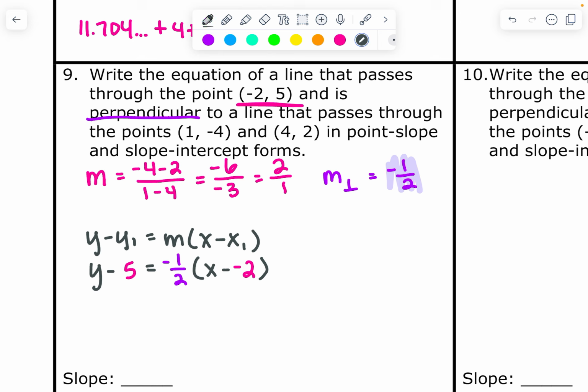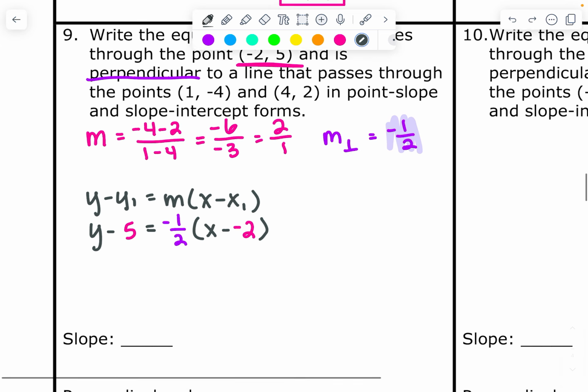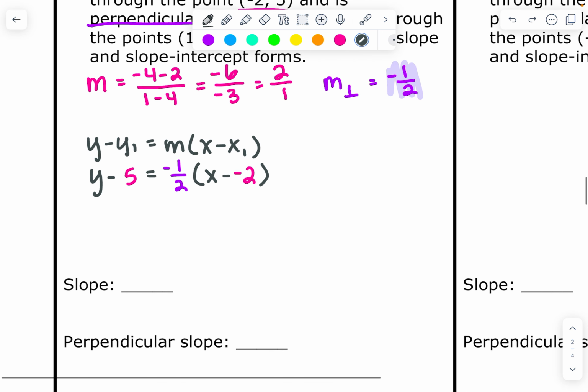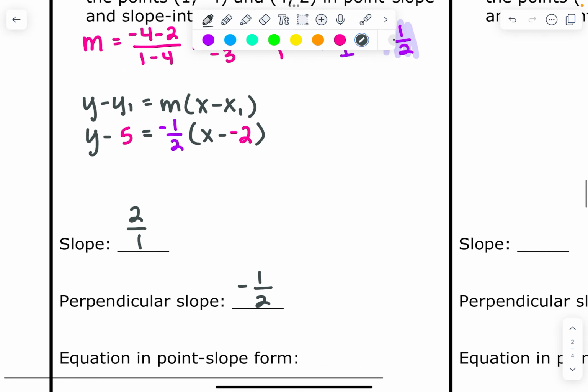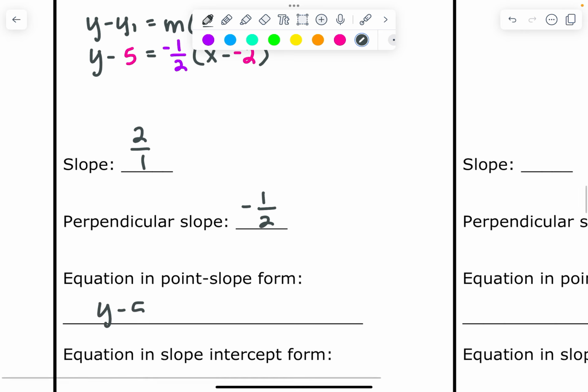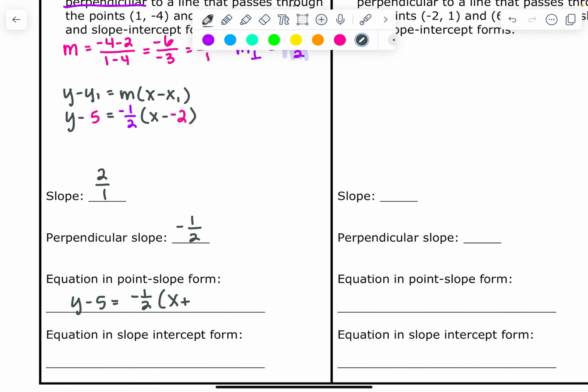I'm going to clean this up a little bit. Oh, hold up, my bad. Let me fill this in. The slope that we started with was 2 over 1. The perpendicular slope we got was -1 over 2. And then for the equation in point slope form, I'm going to clean this up a little bit. So it'll be y minus 5 equals -1/2, and then that double negative here is just plus. Minus a negative equals plus a positive.